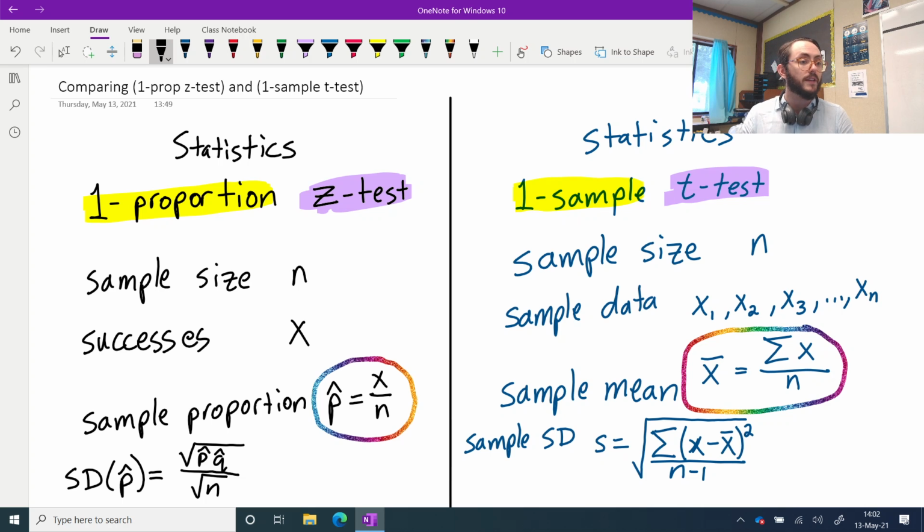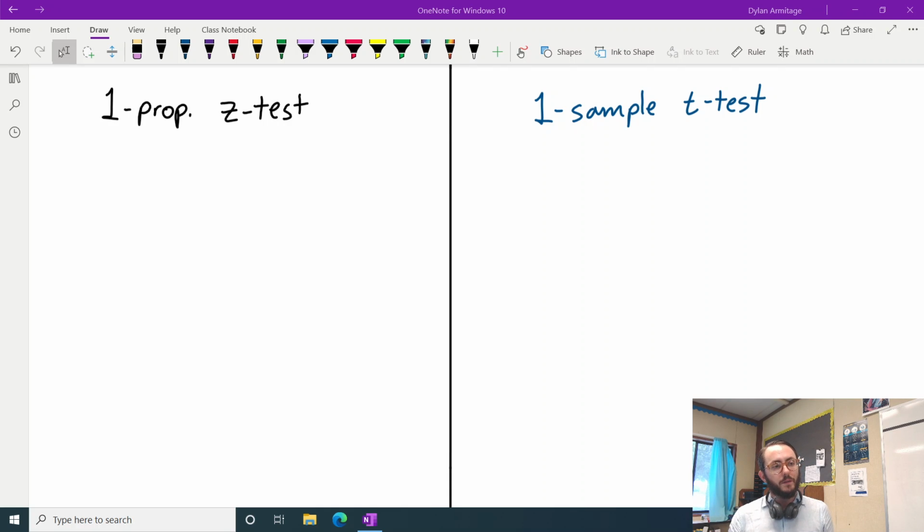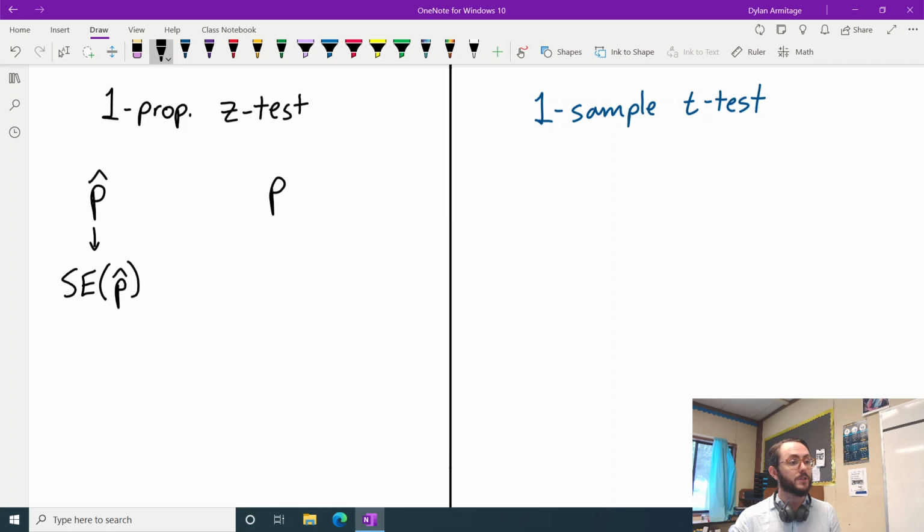So now let's look at the actual mechanics of the test. So looking at the mechanics of these two tests, okay, to start off with, for the one proportion z-test, we're going to have our estimate of the proportion. We are going to have the actual population proportion, and we are going to have the standard error of the proportion, which we can calculate directly from the proportion that we got before.